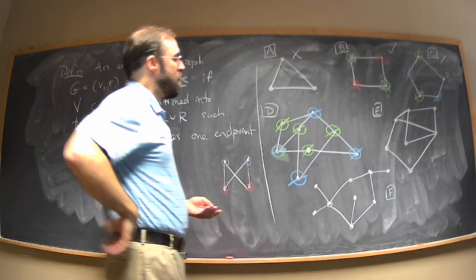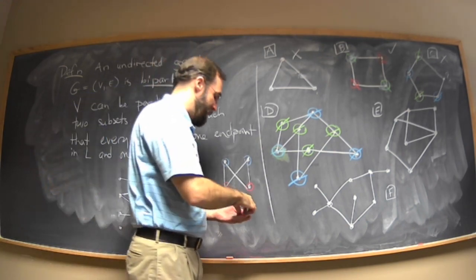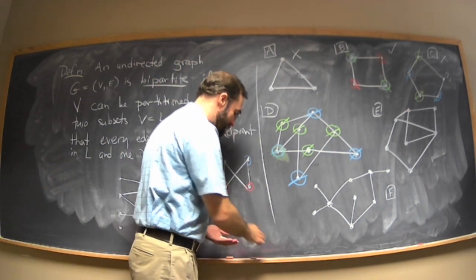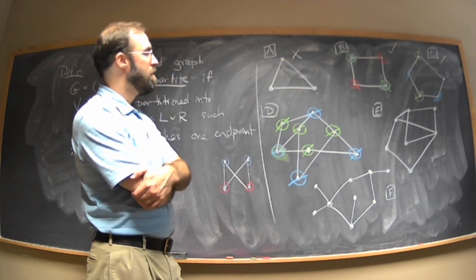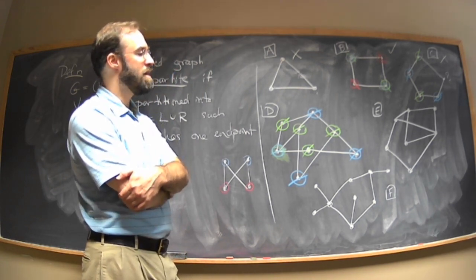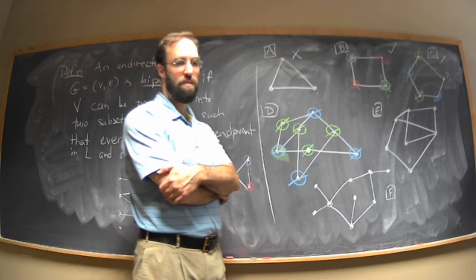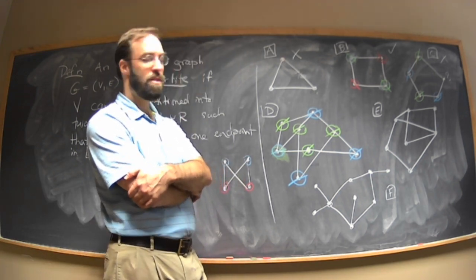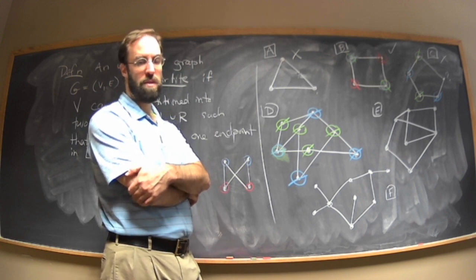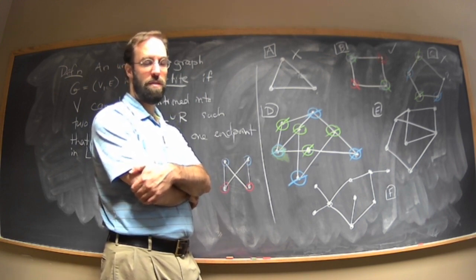Did anyone, I don't know if you talked about this in your group, I didn't ask you to explicitly, but anyone want to make a guess or a conjecture as to some kind of general property that you could use to distinguish bipartite from not bipartite graphs? Or any thoughts in that direction?